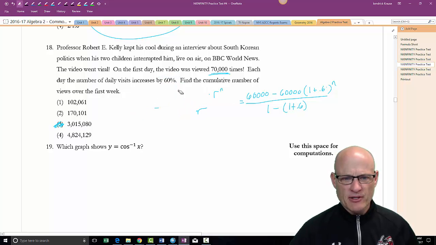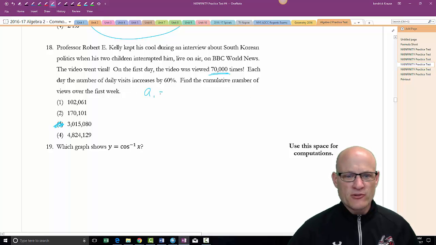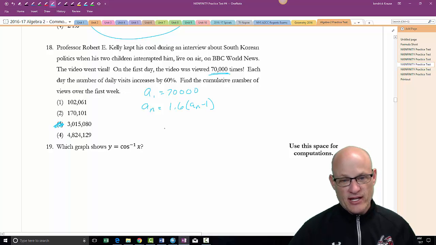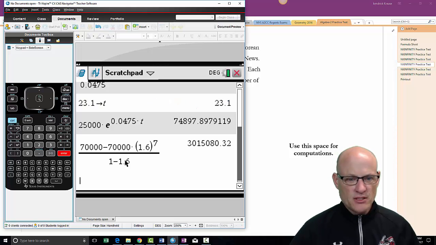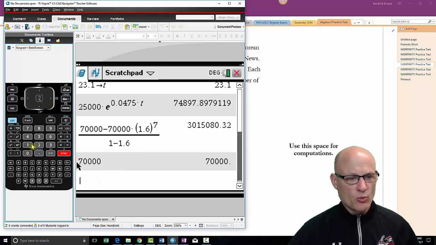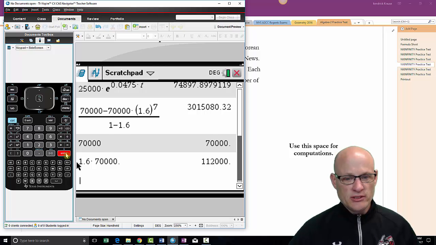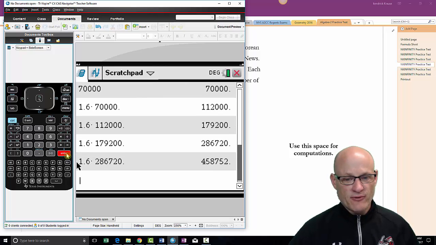Now, I'm curious what would happen if I did this by recursion. If I did this by recursion and I said a sub 1 is equal to 70,000 and a sub n is equal to 1.6 times a sub n minus 1, and I just did that till 7. So let's see if that works. We'll take 70,000 and press enter. And then we're going to do 1.6 times the answer. So that's day 2, day 3, day 4, day 5, day 6, day 7.